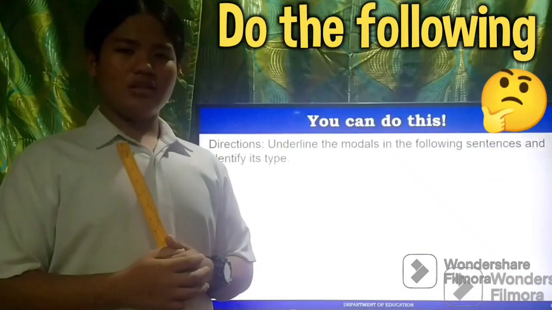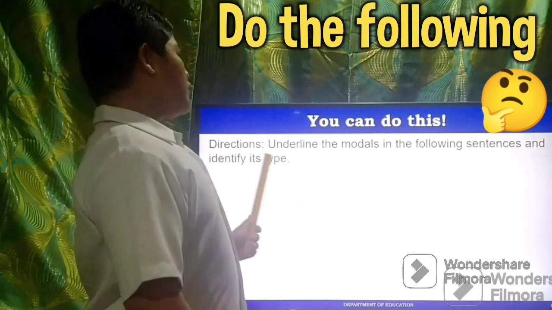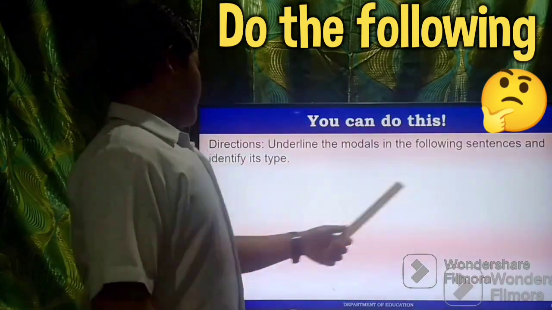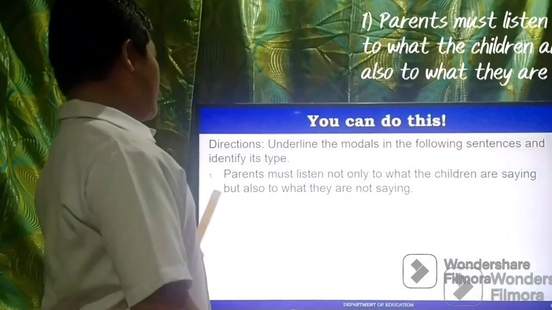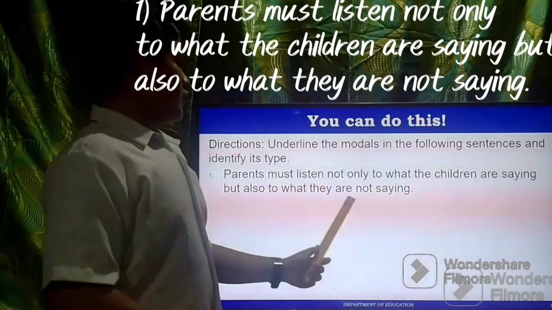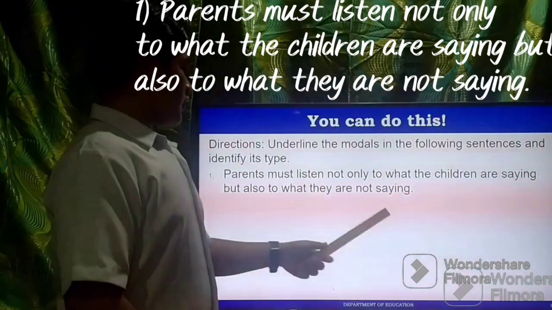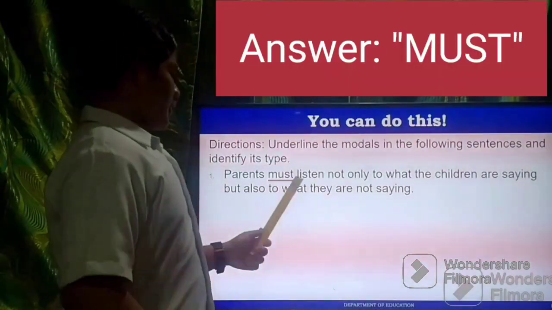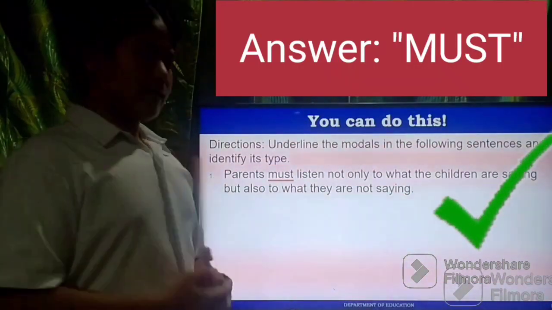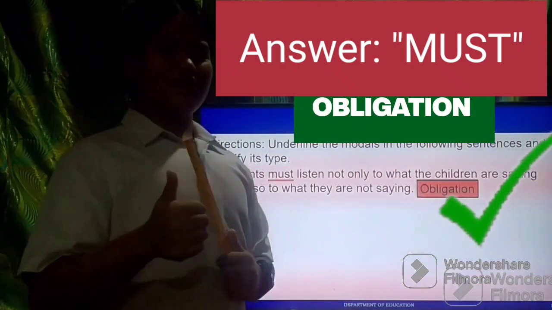Let's try if you really did learn something by doing this activity. Directions: underline the modals in the following sentences and identify their type. Number 1. Parents must listen not only to what the children are saying, but also to what they are not saying. What is the modal in the sentence? If your answer is must, you are correct. And what do you think is its type? If your answer is obligation, you are correct.